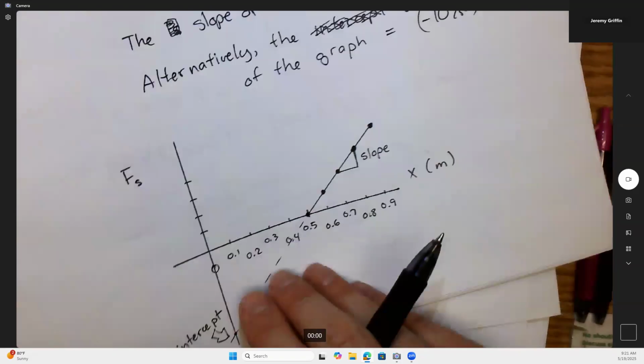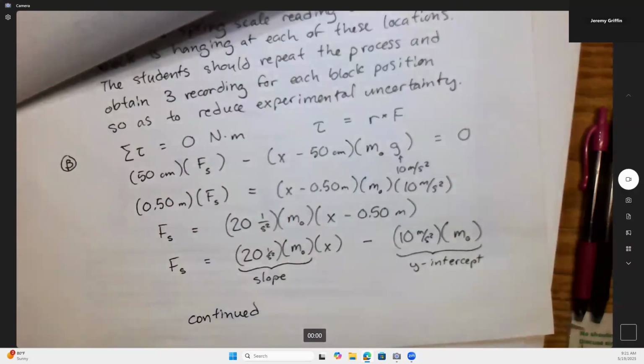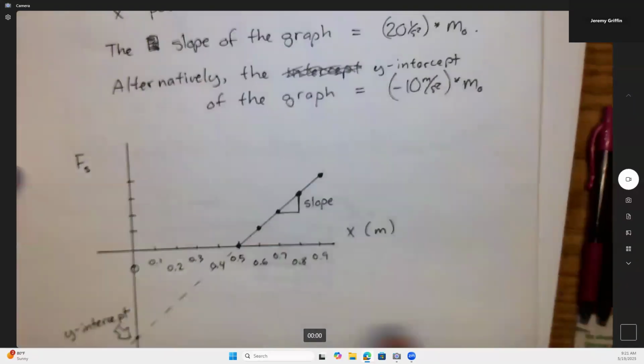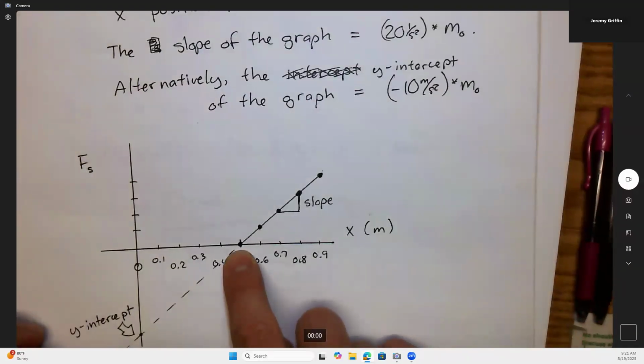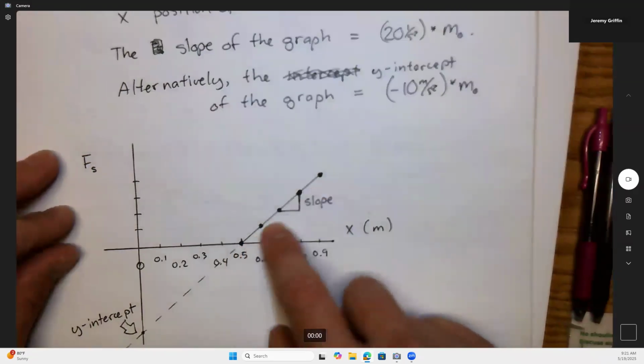Oh, I forgot to point this out. I did switch centimeters to meters just to be safe. That's usually a safe thing to do. So I did change this to meters, made this 0.5 meters. Okay, so I did that, and then I plotted all the points. It's like, yeah, that's exactly how that would look.